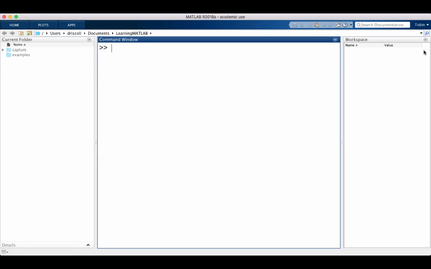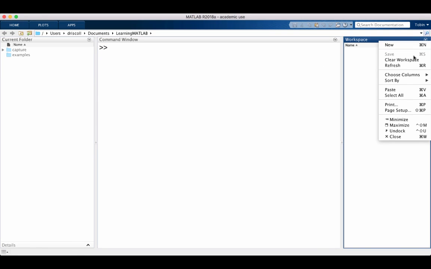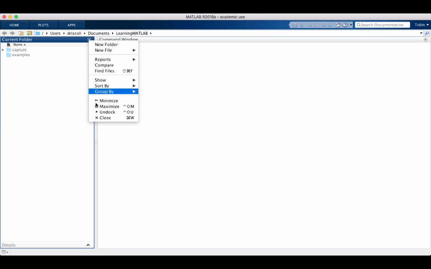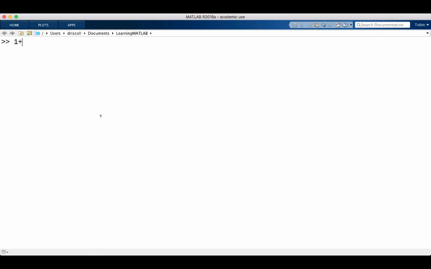Fundamentally, Matlab is an overgrown calculator. If you go to the command window, you can start typing in some basic operations, and you get the results back right away. You have the expected arithmetic operators for addition, subtraction, multiplication, division, and raising to a power.